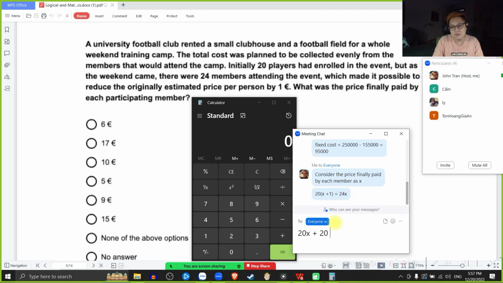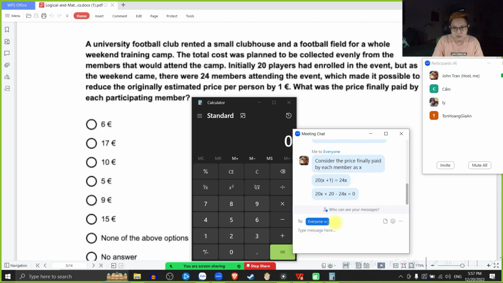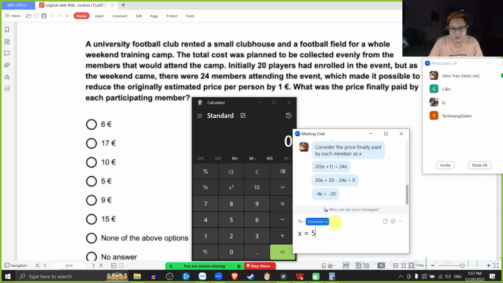Move the 24x to the left side. You should have minus 4x equal to, then move the number 20 to the other side. So you have x equal to 5, right? So it means that the price finally paid by each participating member is €5.